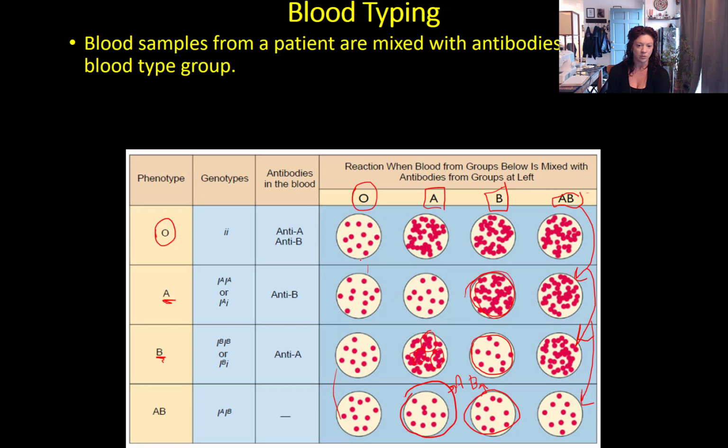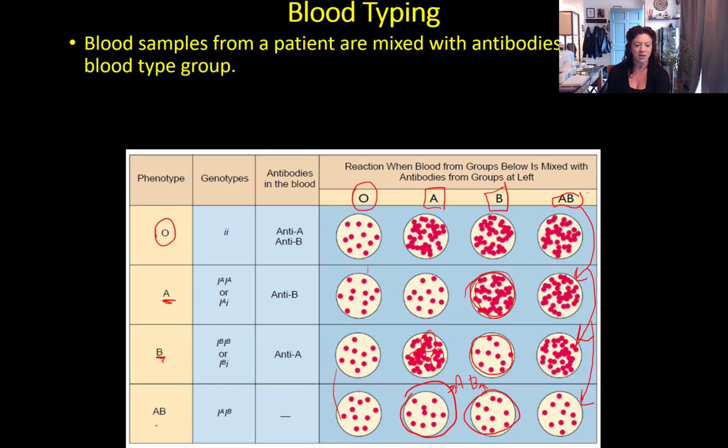Any individual, regardless of blood type, can accept type O blood because there are no antigens there to trigger a negative immune response. Type O blood is the universal donor type. Anybody can receive it. Okay?